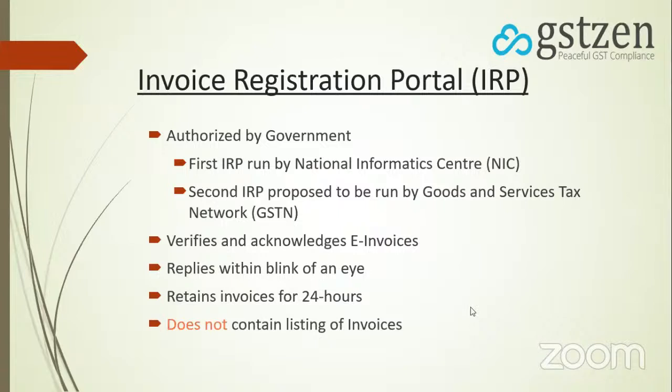That is where the window for cancellation also comes. If you generate an e-invoice right now, that is at 3:20, within 24 hours, if you want to cancel it, you can only cancel it within 24 hours. That is why there's this threshold, because it only maintains the information for 24 hours, beyond which it will not have that information and you would not be able to cancel.